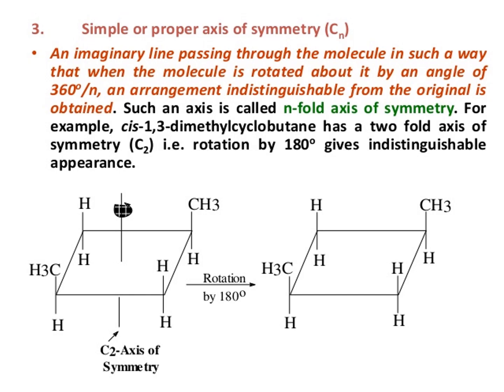Then the simple or proper axis of symmetry is nothing but an imaginary line passing through the molecule in such a way that when the molecule is rotated about it by an angle of 360 degrees, an arrangement indistinguishable from the original is obtained. Such an axis is called n-fold axis of symmetry. For example, cis-1,3-dimethylcyclobutane has a two-fold axis of symmetry, that is C2, rotation by 180 degrees. It gives indistinguishable appearance. That is, we are not able to differentiate between the initial and final.